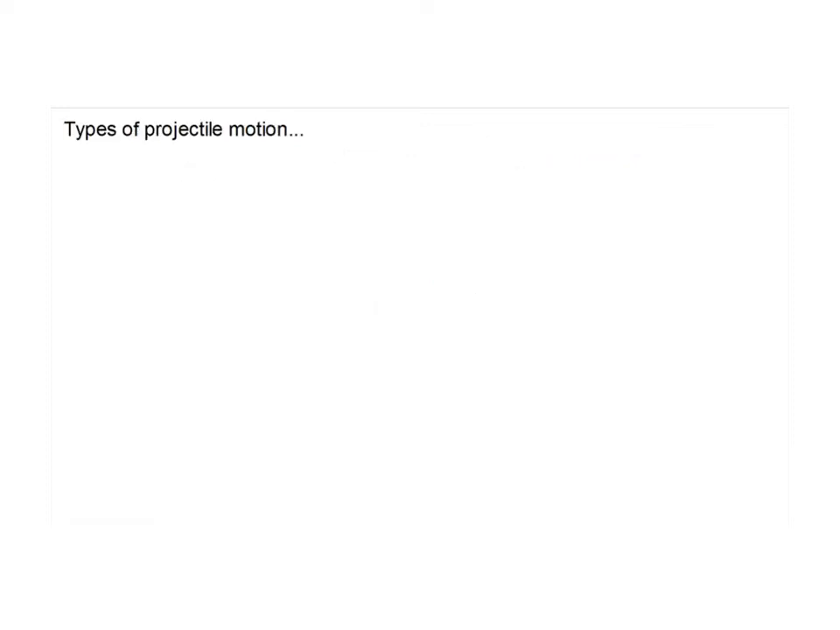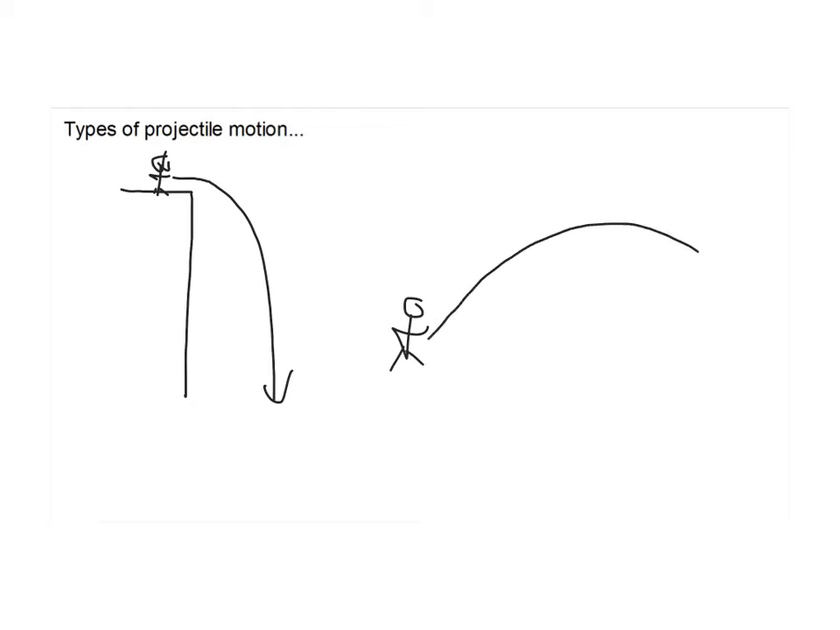Now, there are some different types of projectile motion. There's not really a general rule, but we can have some different shapes. We can have people or things going off a building, so there's a guy, and we can have this type of projectile motion. Or we can have someone throwing something, and we have this type of projectile motion.